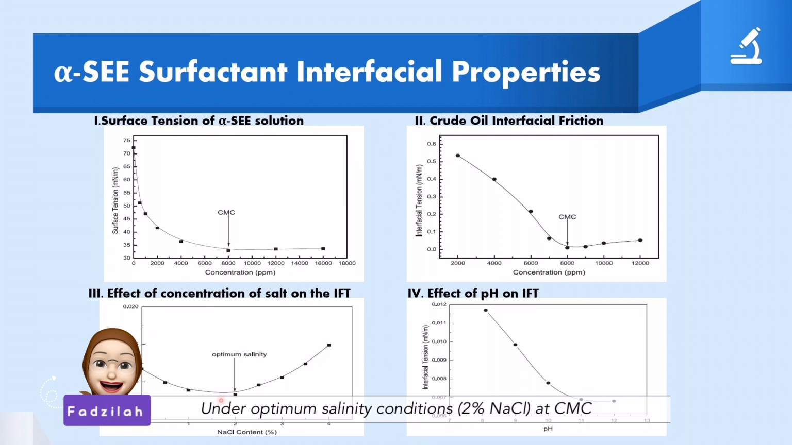Under optimum salinity conditions, 2% sodium chloride at CMC, the IFT value is further reduced to 8.3 exponent -3 millinewton per meter. IFT decreased to very low values with the addition of organic alkali, monoethanolamine, MEA, and obtained a minimum value of 6.81 exponent -3 millinewton per meter at pH 12 for the alkali surfactant system at CMC.